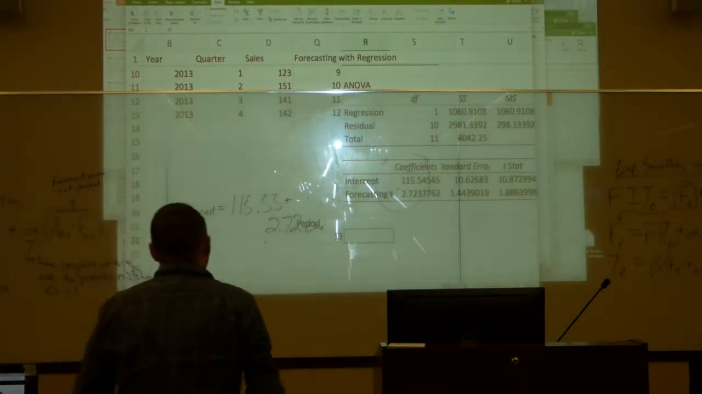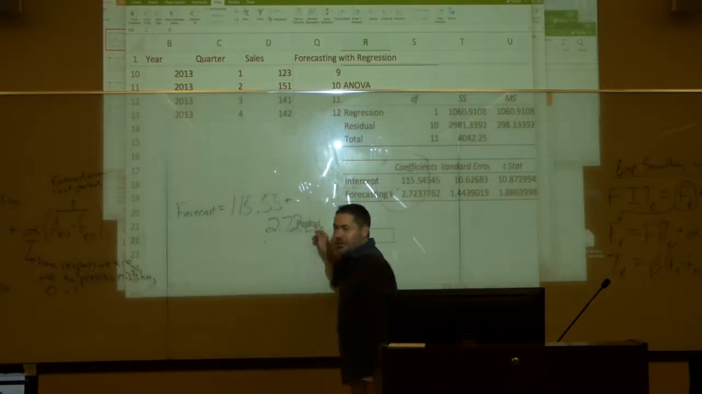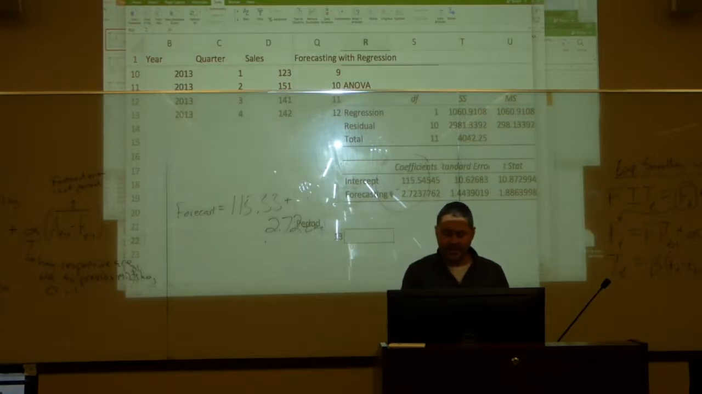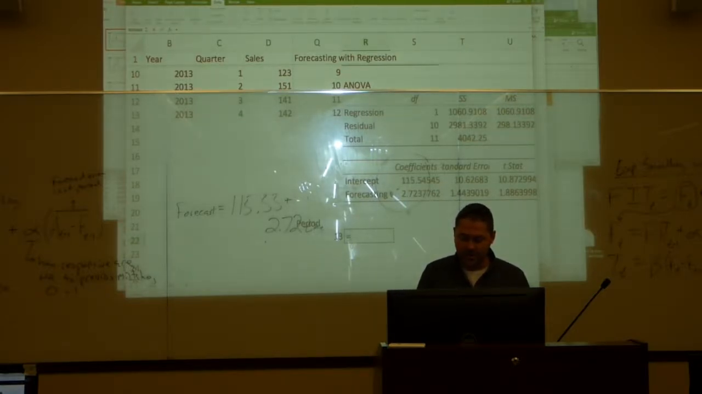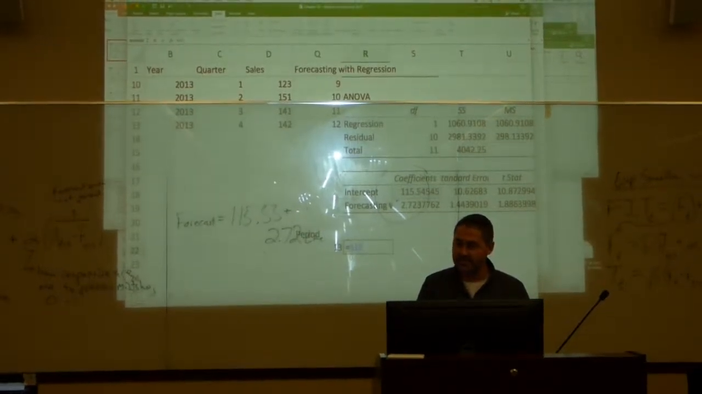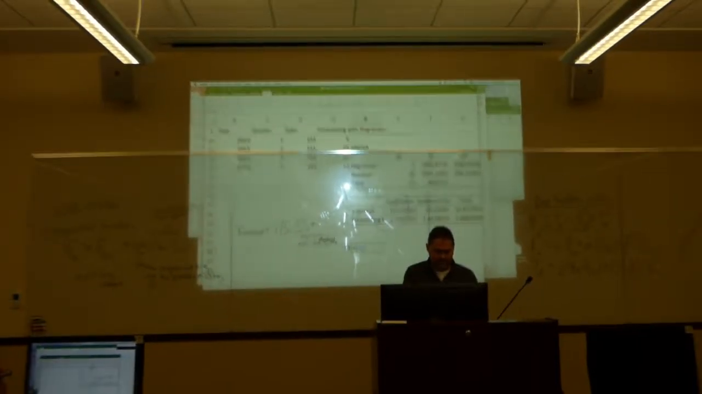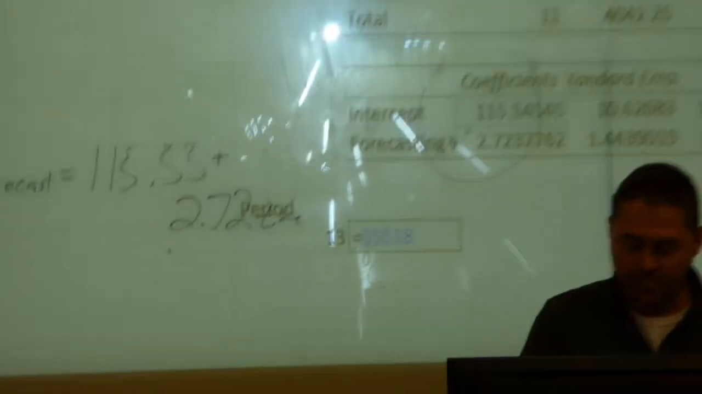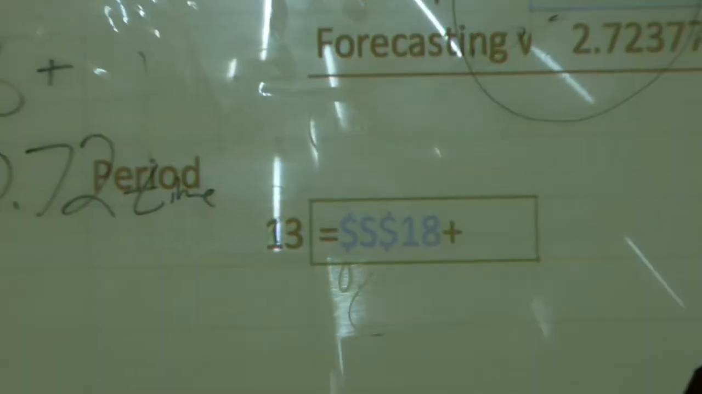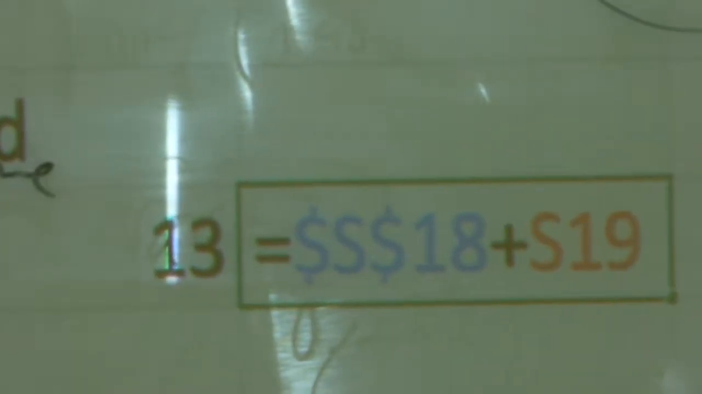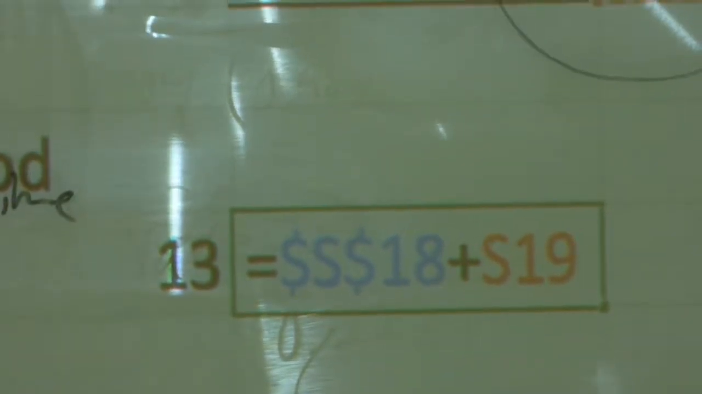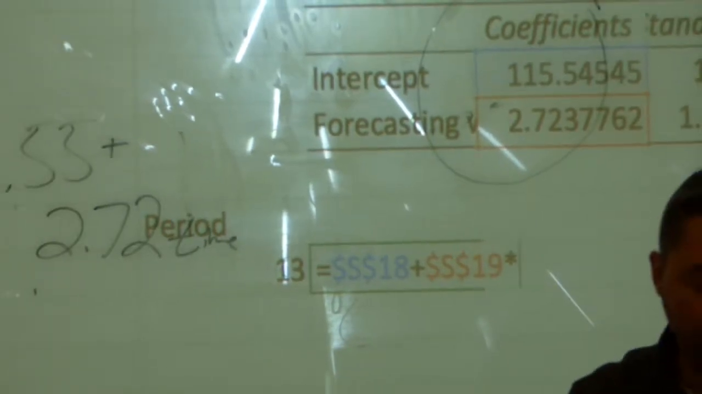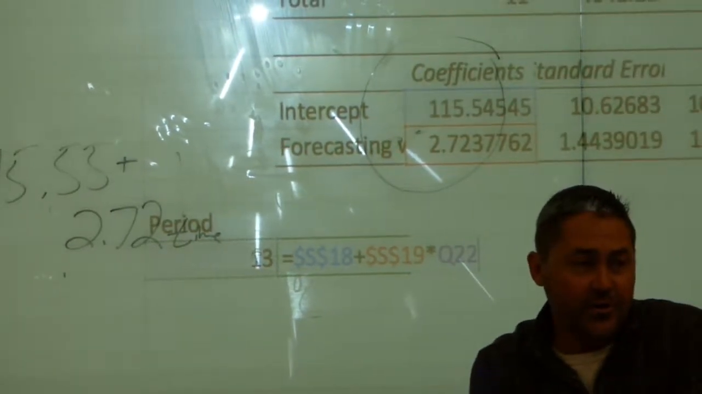Okay, so if we want our 13th period, because that's what we've been doing, we have 12 data points, we are doing our 13th. Let's do equals the intercept, and please anchor it so we can do a few other quick examples. Anchor it, plus the slope, the 2.72, please anchor that, F4, times, I'm going to click on my period, 13.